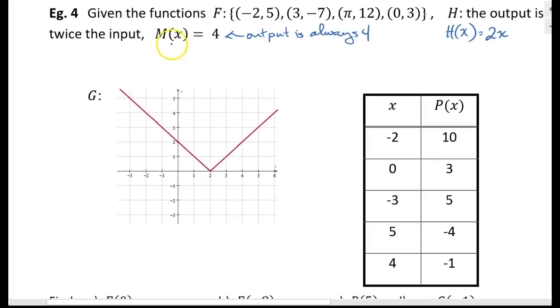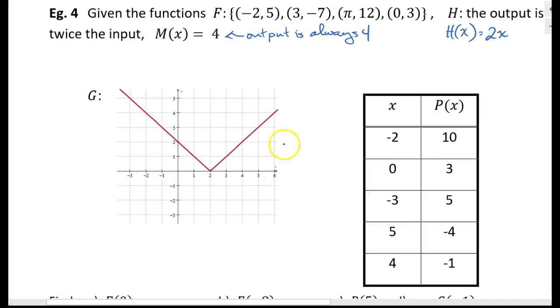This means that we're actually looking at a scenario where we have a horizontal line. So no matter what my x value is, my y output would always be 4. I'm going to erase those just so that we don't get confused.